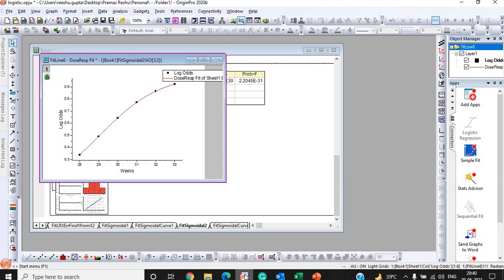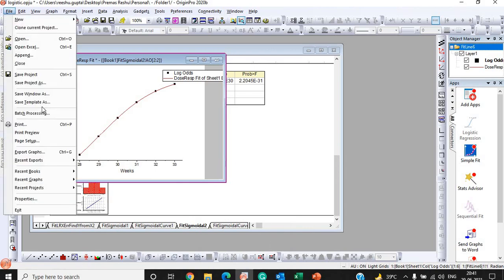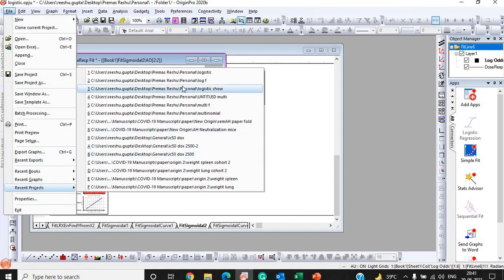Now we will apply the logistic regression analysis. We'll just go to the other sheet.